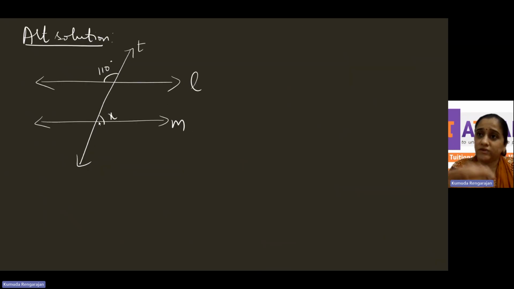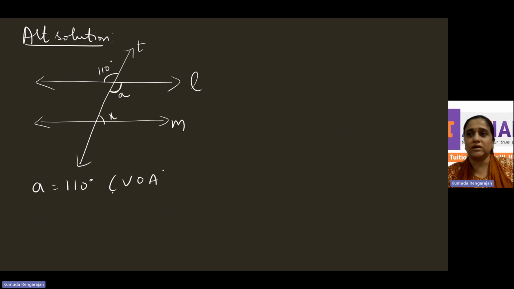So I have drawn this figure in the solution. If you're marking something extra, you should draw the figure. So I'm marking this as A. Now A is equal to 110 degrees. Why? Vertically opposite angles are equal, correct? Now what is the relation between A and X? They're allied angles. And what are allied angles?